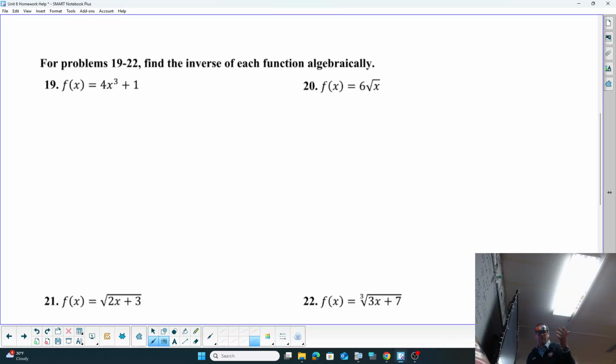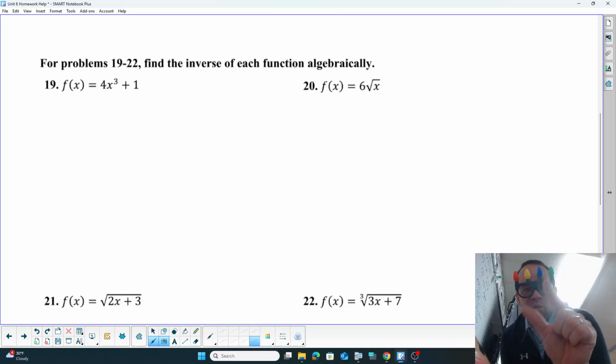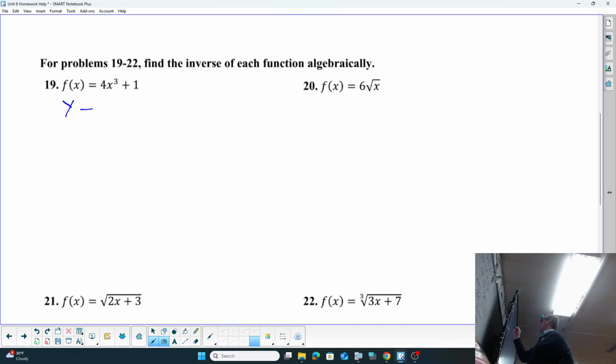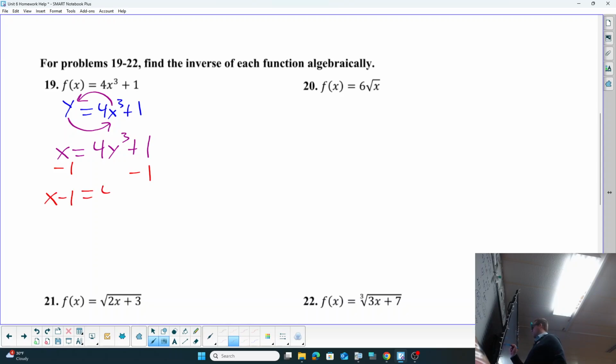Now you're going to find the inverse of each one algebraically. To find them algebraically, you switch the x's and y's and just solve for y. Super easy. So this becomes y equals 4x to the third power plus 1. We switch our x's and y's, so now it's x equals 4y to the third power plus 1. Then we subtract 1 from both sides, so we have x minus 1 equals 4y to the third power.